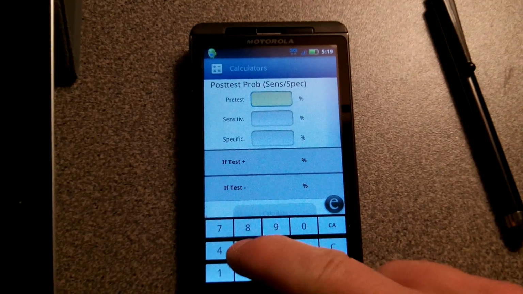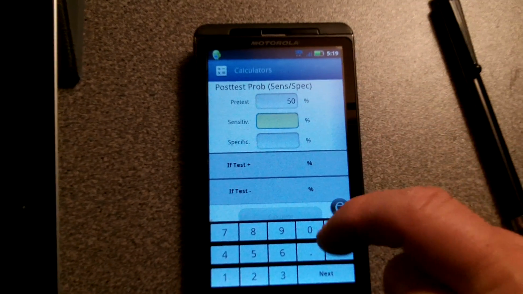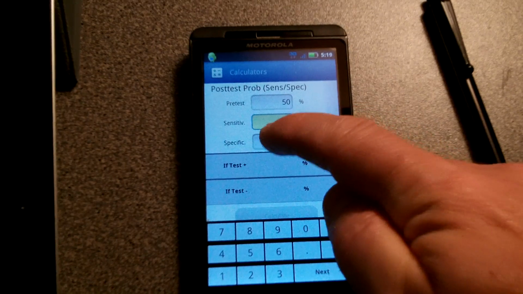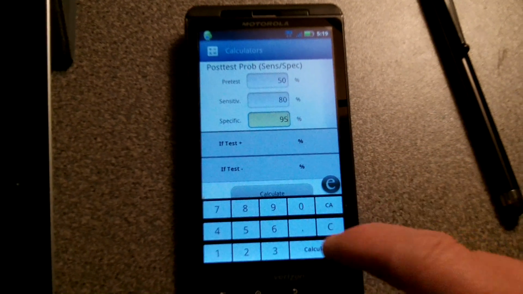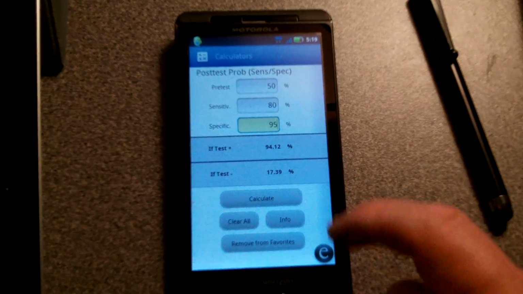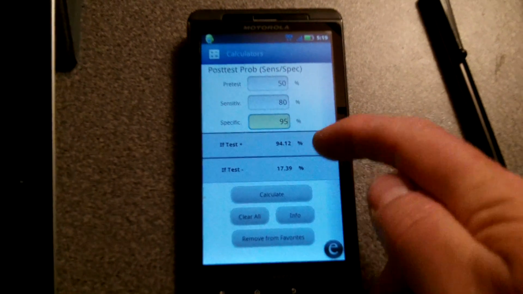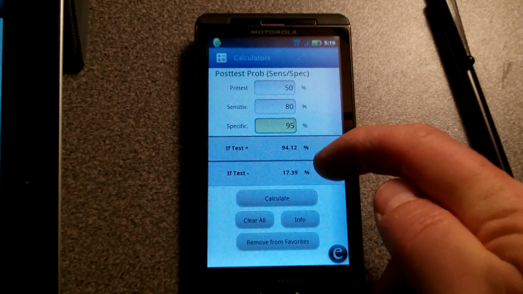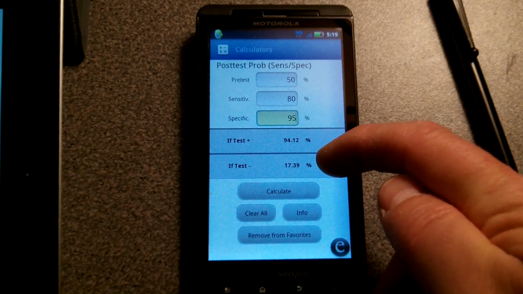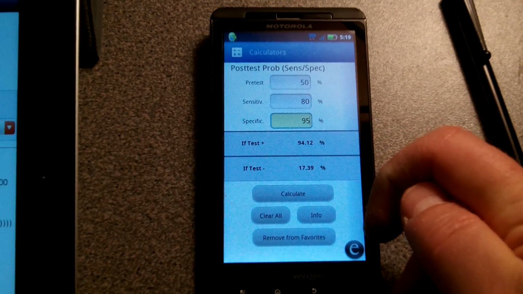Again, I just put in my pretest probability, my sensitivity, and my specificity, and hit calculate, and it'll give me the answers: if the test is positive, the patient has a 94% chance. If the test is negative, they have a 17% chance.